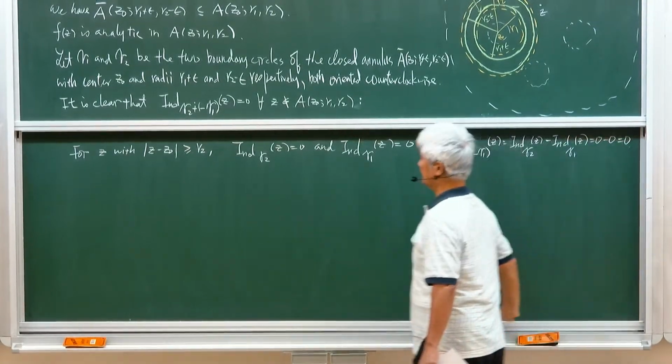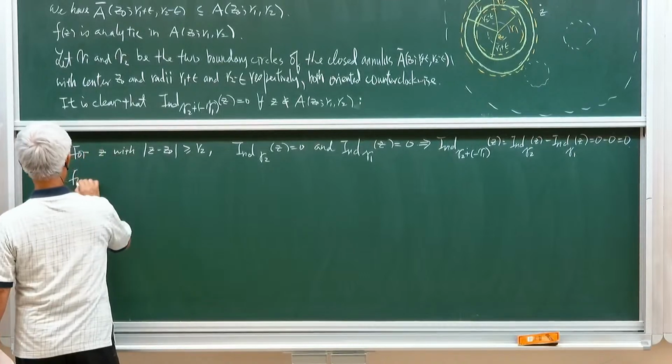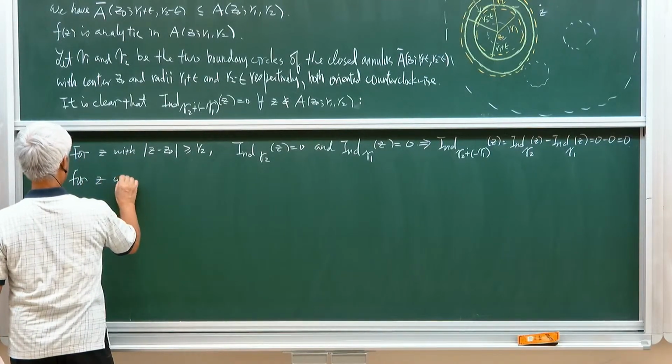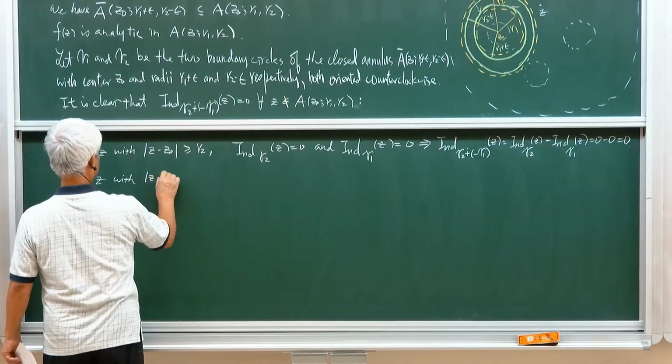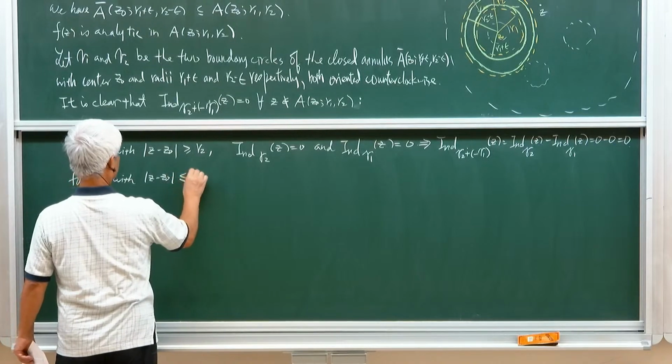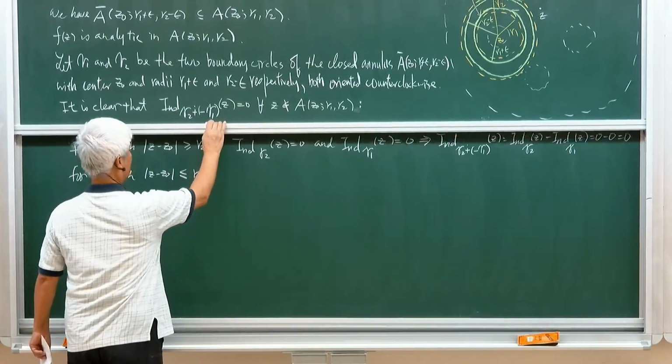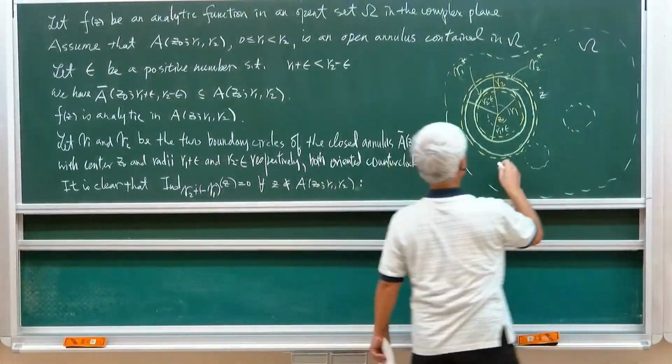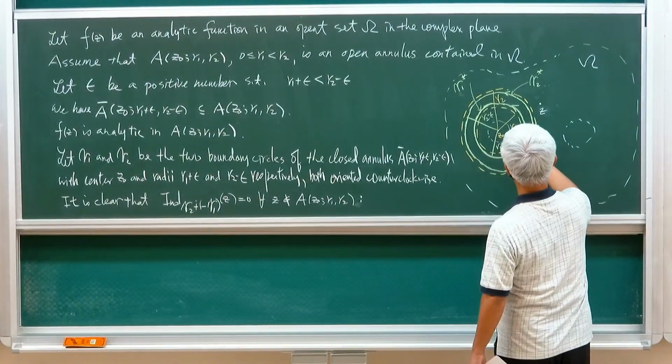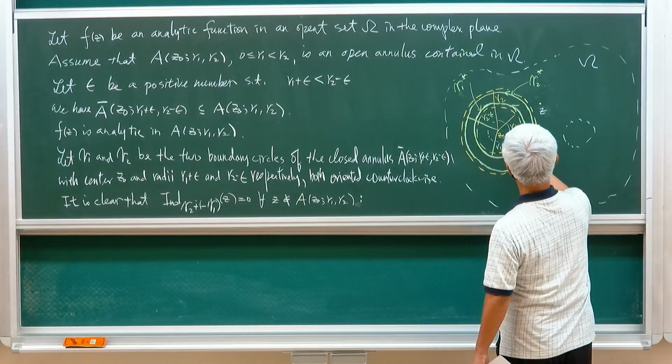Now for the case of z with |z minus z0| less than or equal to R1, this case corresponds to a point z here.